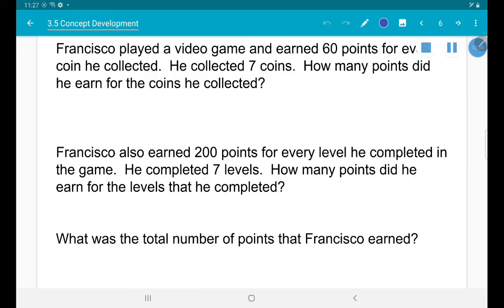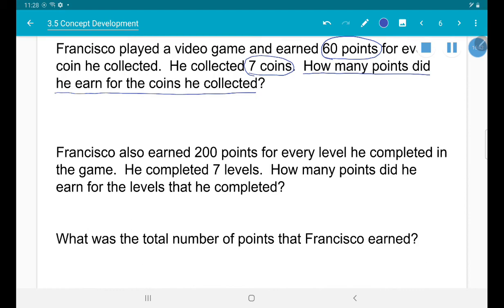All right, we're going to look at a word problem now. Francisco played a video game and earned 60 points for every coin he collected. He collected 7 coins. How many points did he earn for the coins he collected? All right, so let's circle our number clues. He earned 60 points for every coin, and he collected 7 coins. The question wants to know how many points did he earn for the coins he collected?